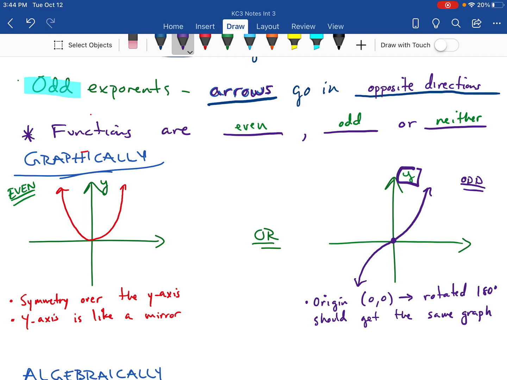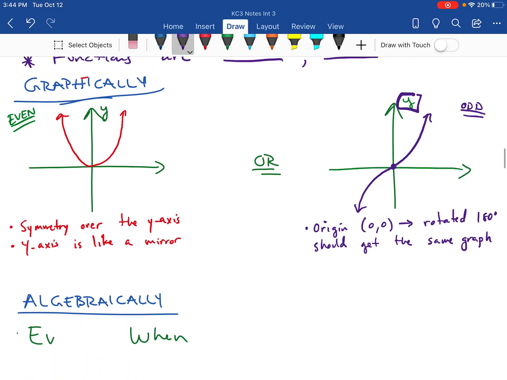Now, it looks like you have a U, but it's not folded over. Like if you fold it over and it's not directly on top, then we would say it's neither, and the same thing for an odd function.